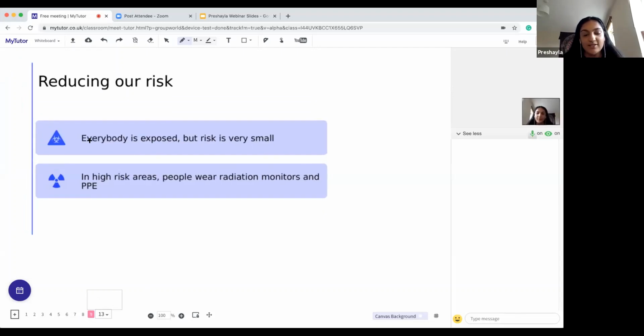So how can we reduce our risk? Well, everybody is exposed to radiation, whether we like it or not. Everybody has some exposure to radiation. This comes from nuclear power plants, it comes from cosmic microwave background radiation, it comes from food, all sorts of things. So everybody is exposed, but it's such a tiny amount that the risk is next to nothing. However, in high-risk areas, such as nuclear power plants or places where they're working on nuclear reactors, they have to wear radiation monitors and take extra precautions and wear personal protective equipment.